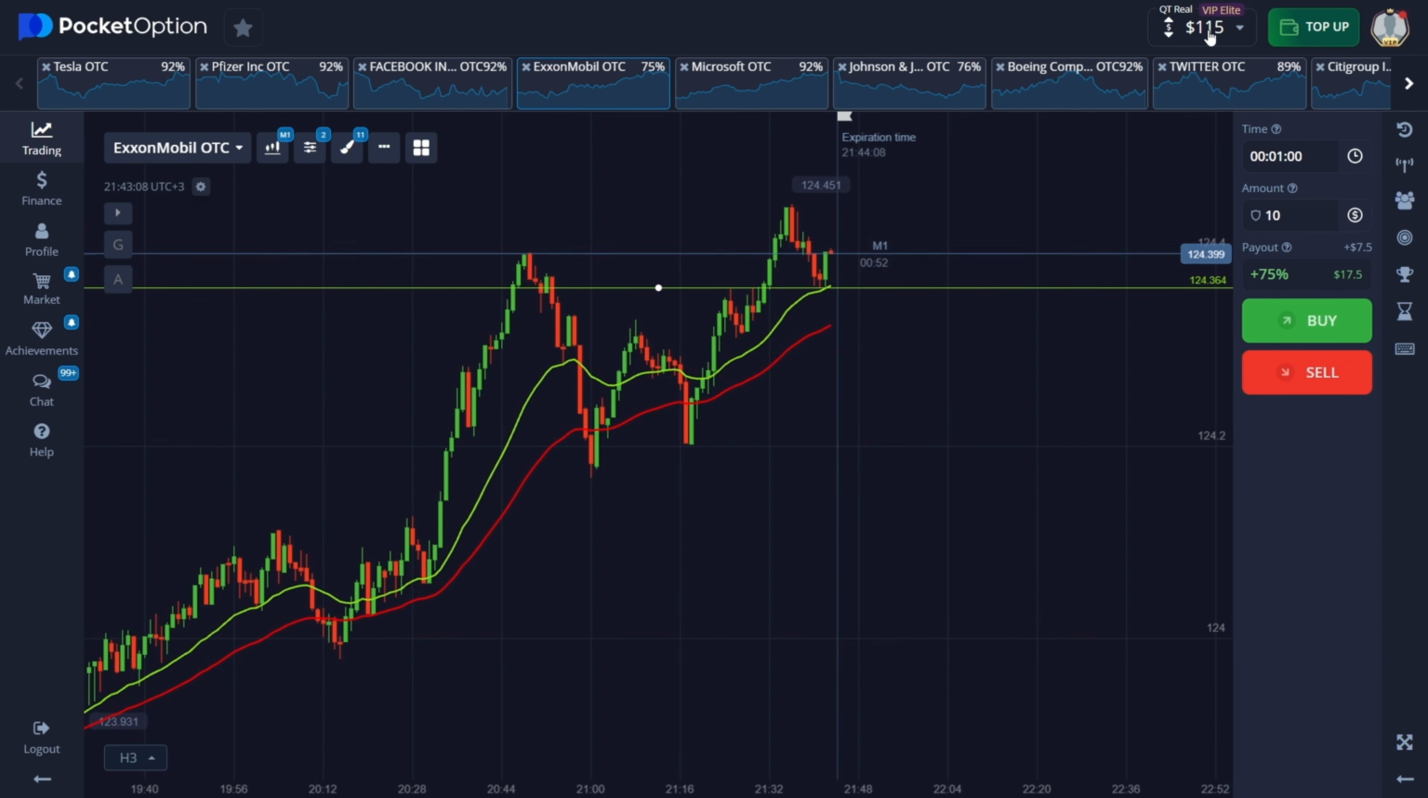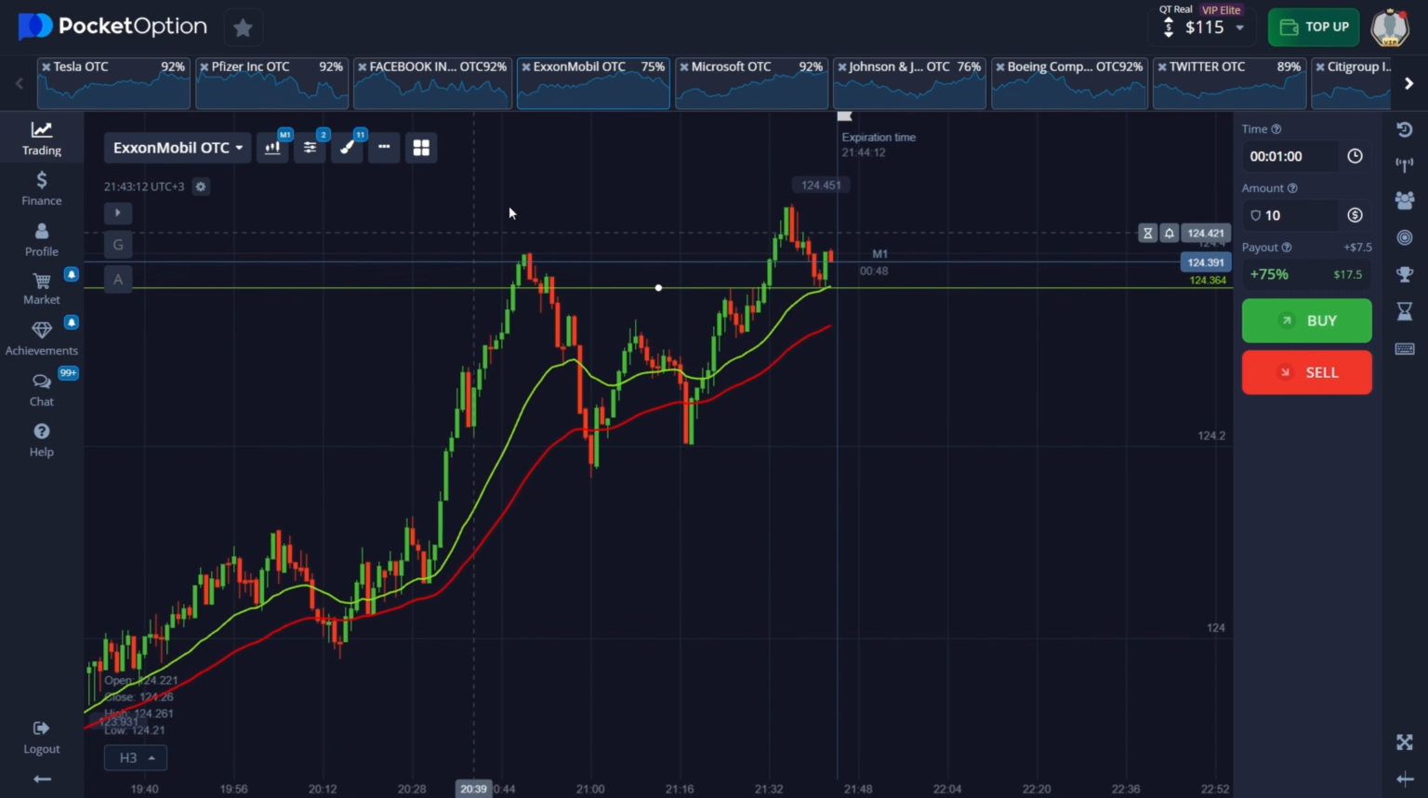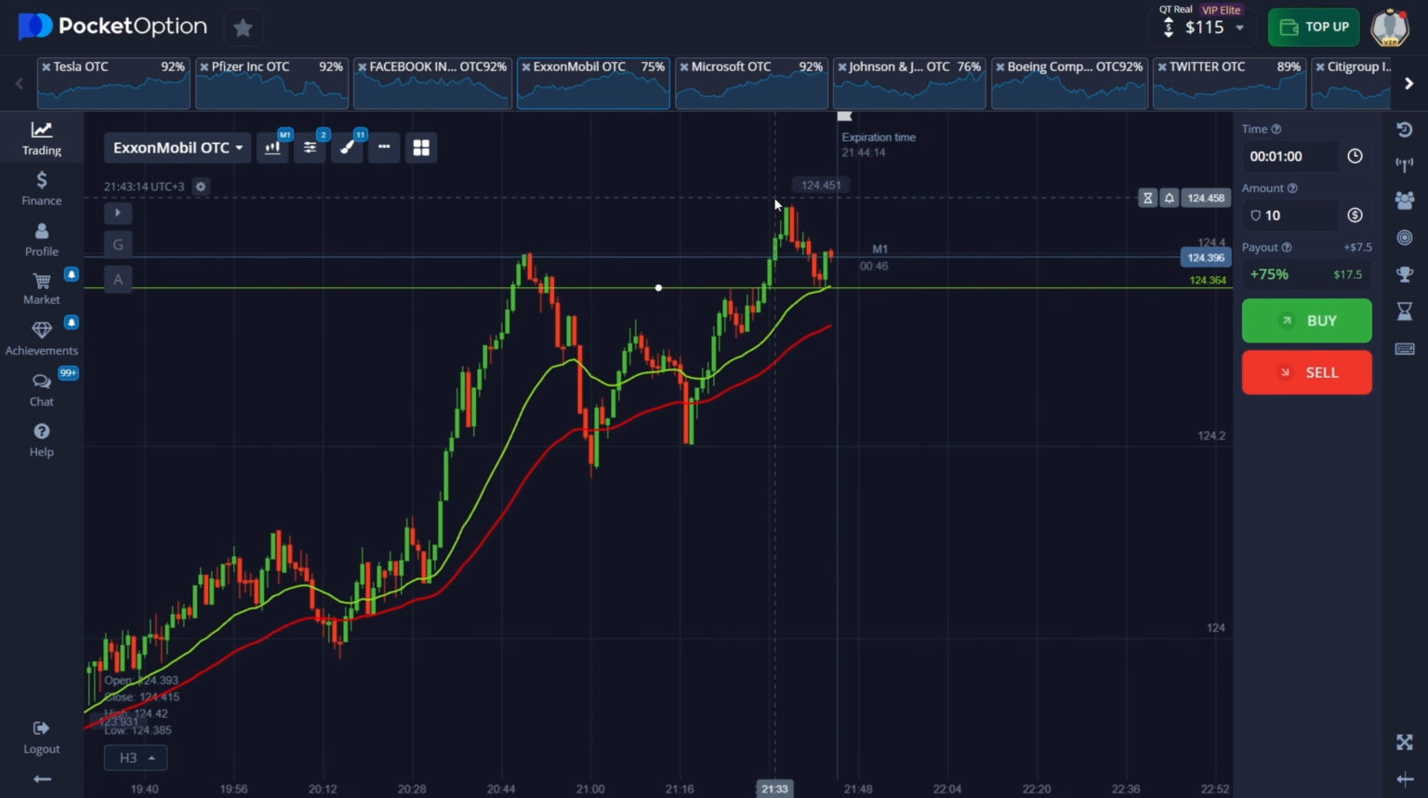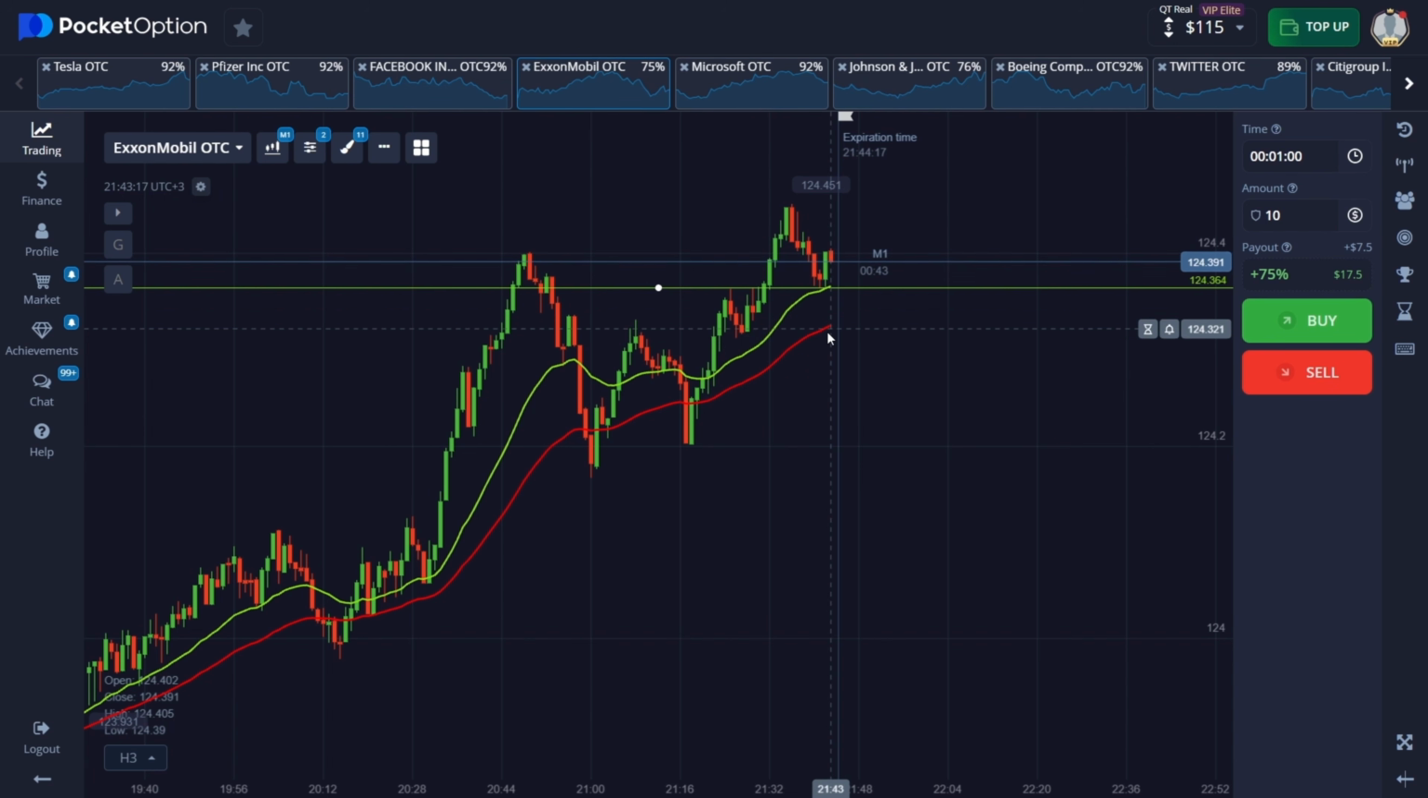Actually, this was our second trade. The first trade was the 5-second trade, which was already a win. Now my balance has increased to $115. Let's take the second trade.